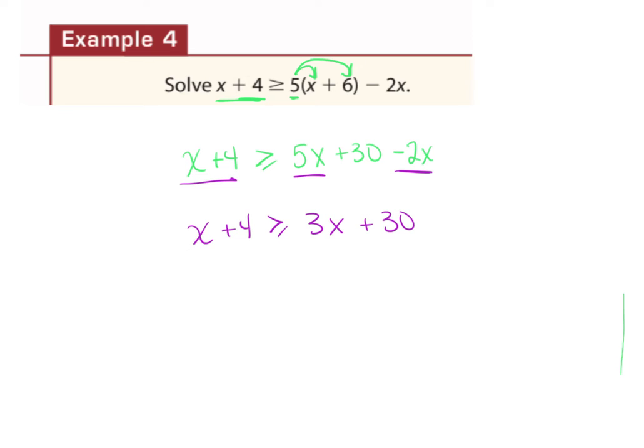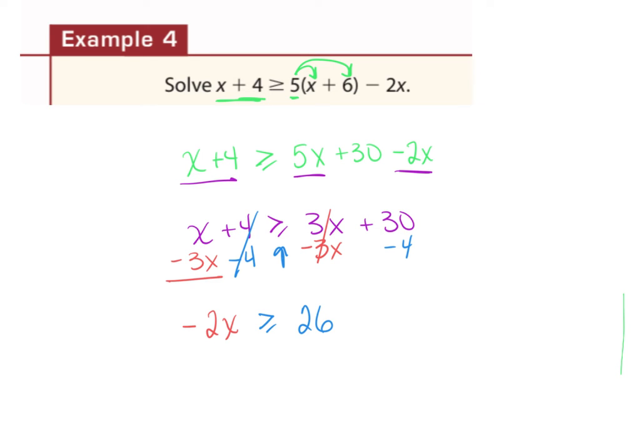If I do move my variables to the left, I would subtract this 3x from both sides. 1x minus 3x is negative 2x. And if I do that, then I need to move the 4 to the opposite side. So 30 minus 4 gives me 26. And I still have not multiplied or divided anything, so I'm going to leave that guy alone.